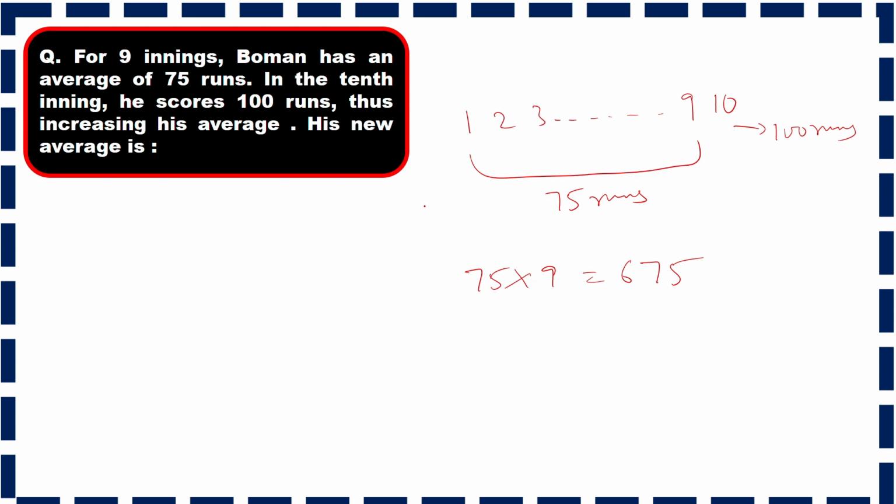And what about the total score after the 10th innings? 675 plus the score in the 10th innings, 100, so the total score till the 10th innings is 775. So calculate the average: 775 by 10, that is equal to 77.5. This is the new average.